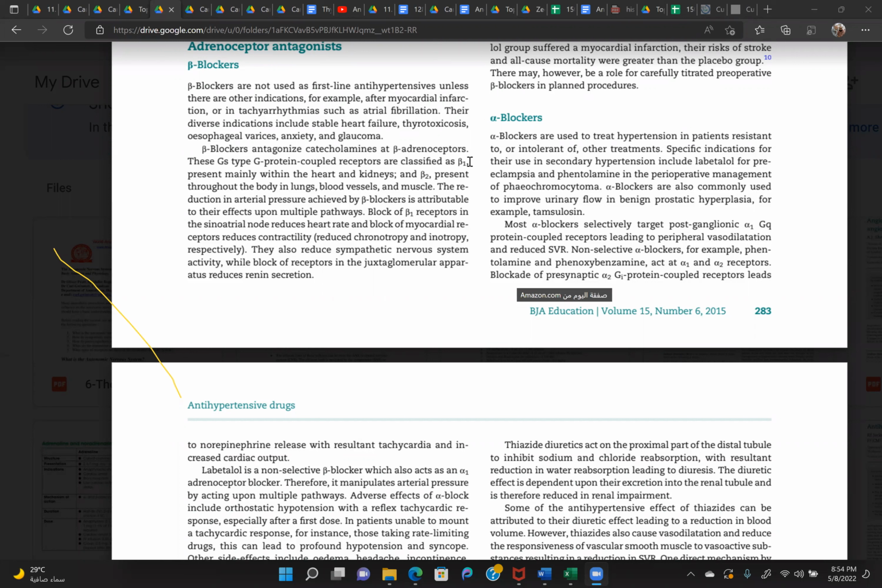Dexmedetomidine also has an analgesic effect. It is a weak analgesic, and we are using it for sedation because it is a very good sedating agent. So just tell me one thing, sir: how is it causing an analgesic effect?